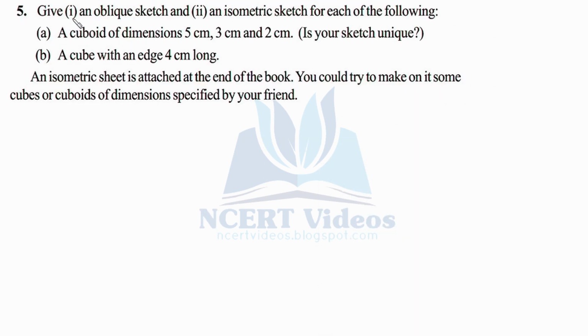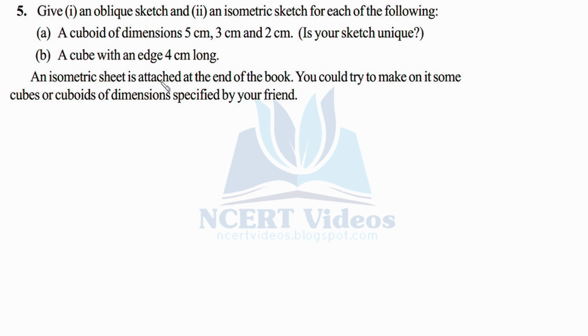Question 5. Give first an oblique sketch and second an isometric sketch for each of the following. A. A cuboid of dimensions 5 cm, 3 cm and 2 cm. B. A cube with an edge 4 cm long.